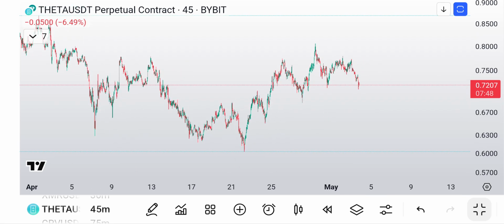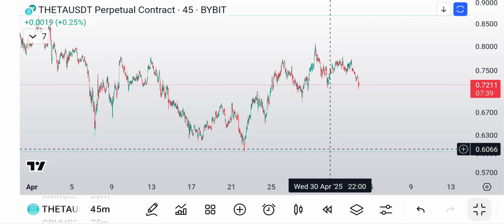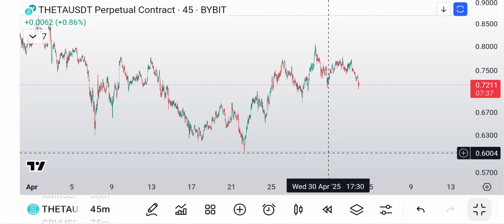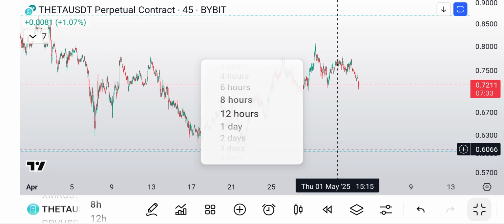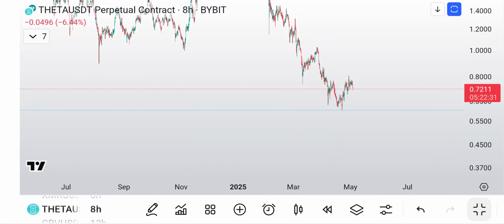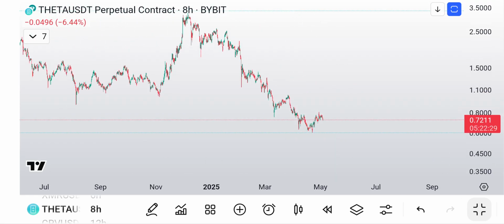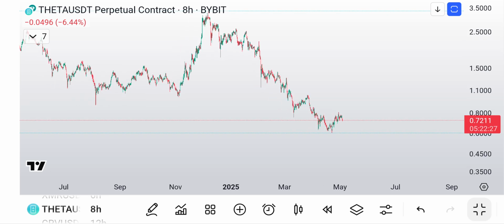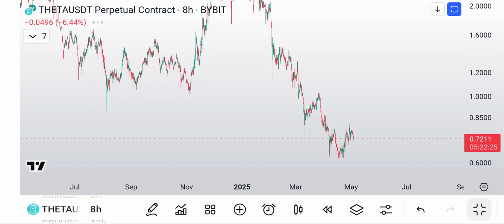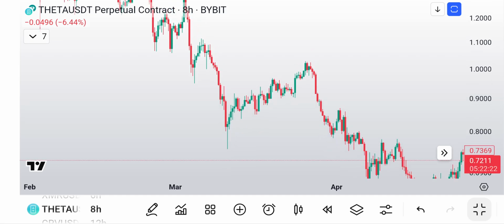But one thing is for sure, we have this 5-wave move off the low. So as long as we hold this low right here, which is like 60 cents, as long as Theta holds 60 cents, there's no reason why it can't continue higher. This is the first 5-wave move we've had. If you go back over here, this kind of looked like a 5. 1, 2, 3, 4, 5.